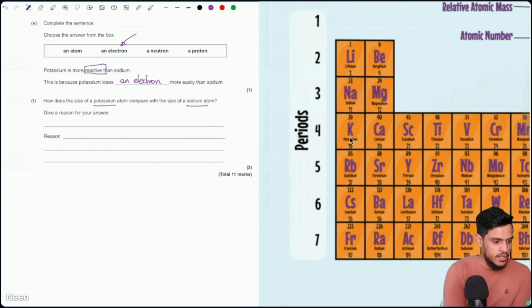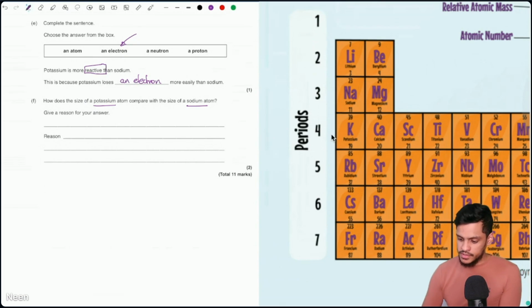Sodium is just above potassium in the periodic table. So they're both group 1. They both have 1 electron on the outer shell. But because one is in period 3 and the other is in period 4, they're going to have different sizes. Potassium has a higher mass number. Yeah, it does have a higher mass number, but that doesn't tell you much about the difference in size. So potassium is definitely bigger. So we'll say that for 1 mark.